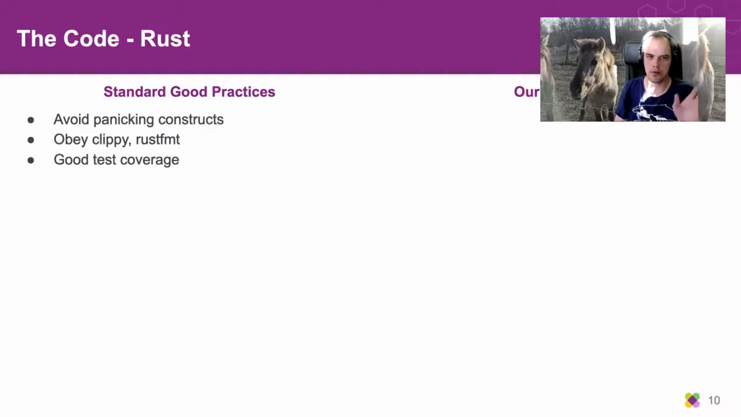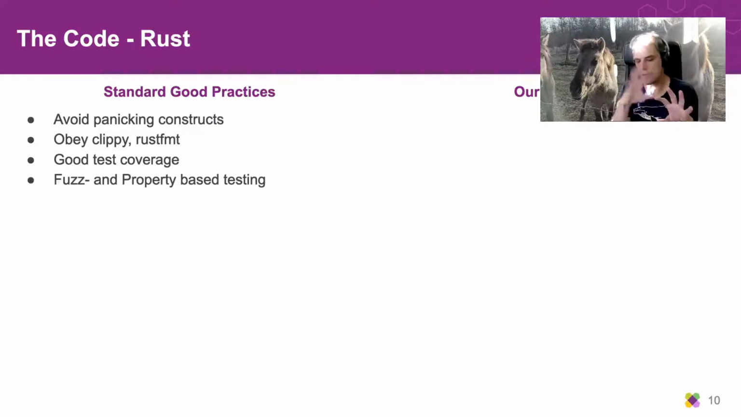So we try to have good test coverage. Test coverage is controversial, but we try to be good here. We are above 80%. We use fuzz and property-based testing. We use proptest. We use Erlang QuickCheck, EQC. So we test our language implementation against some randomized input to see if it executes correctly.